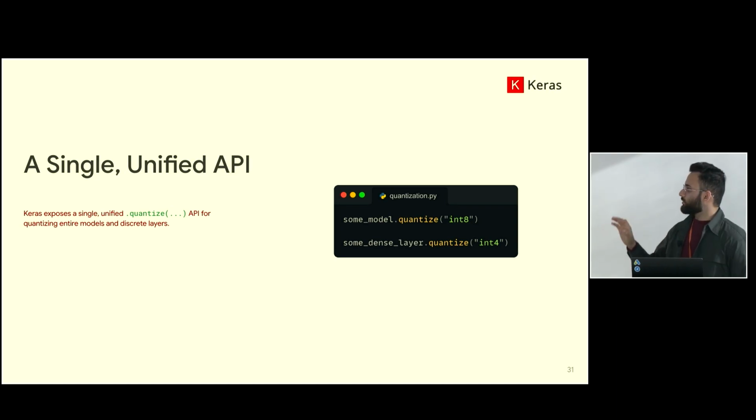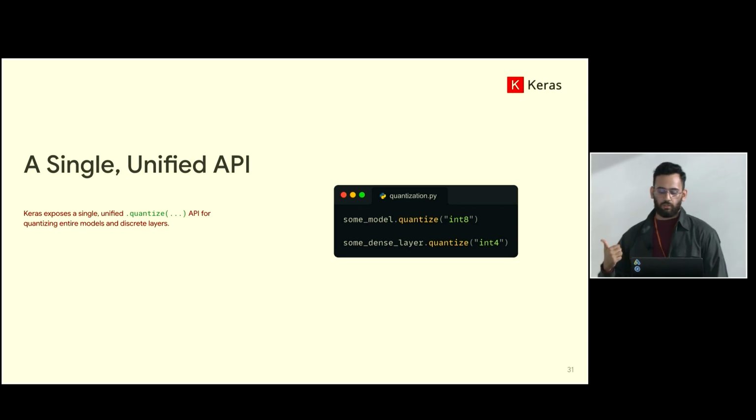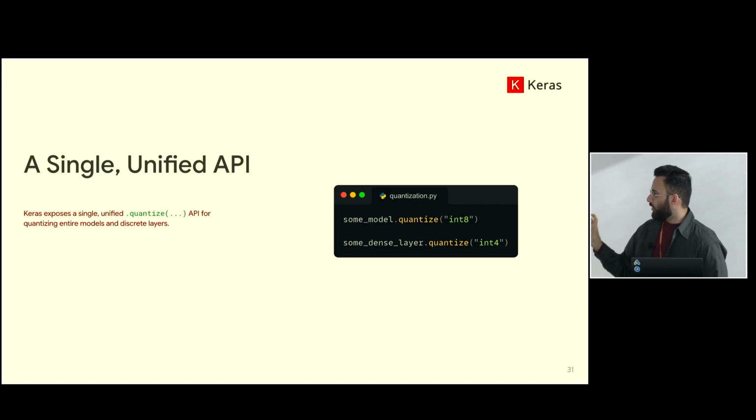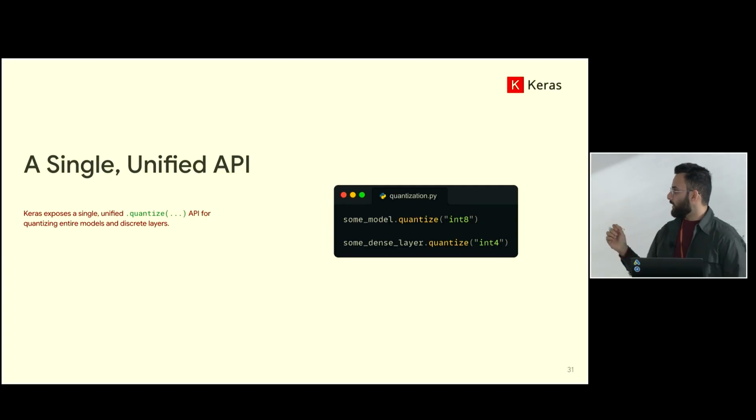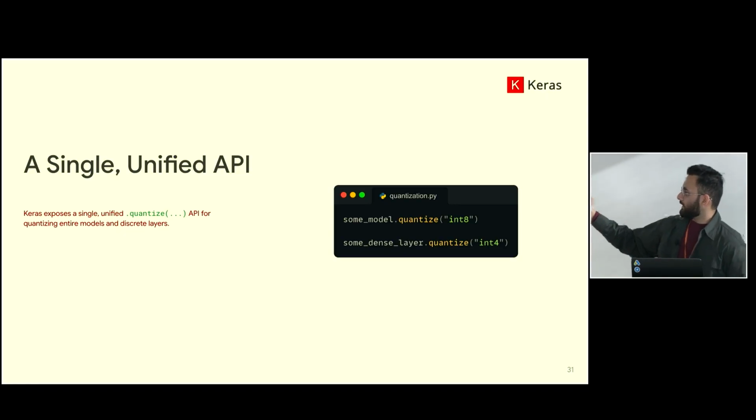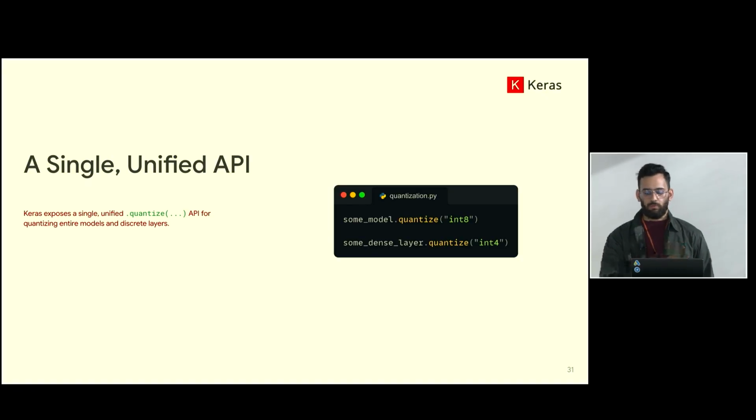Quantization is exposed to users in the form of a single unified quantize API. This API can be called on top of both a model or a particular layer, and you pass the bit width or the technique that you want to quantize the model to. So you can pass something like int 8, or something like int 4, to quantize that particular layer or model down to the required bit width.